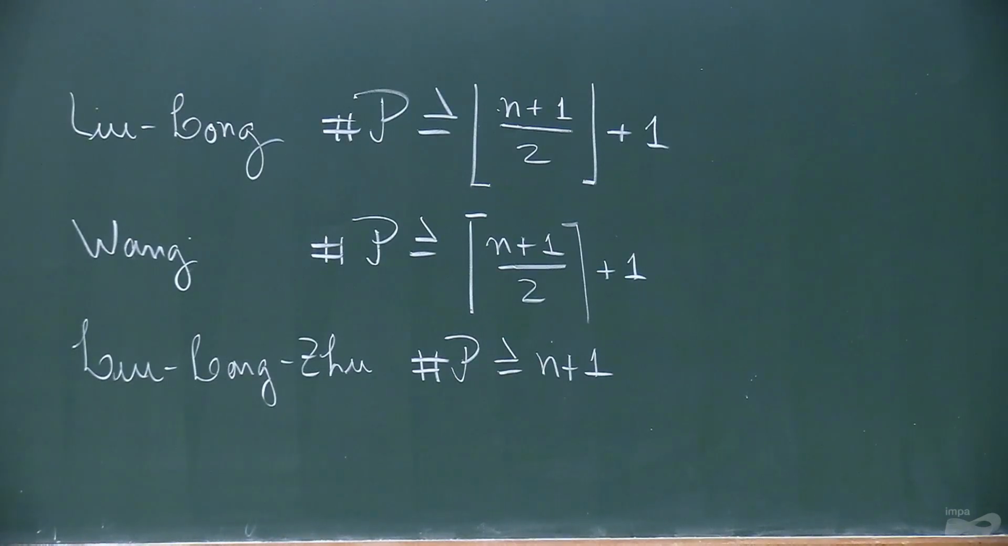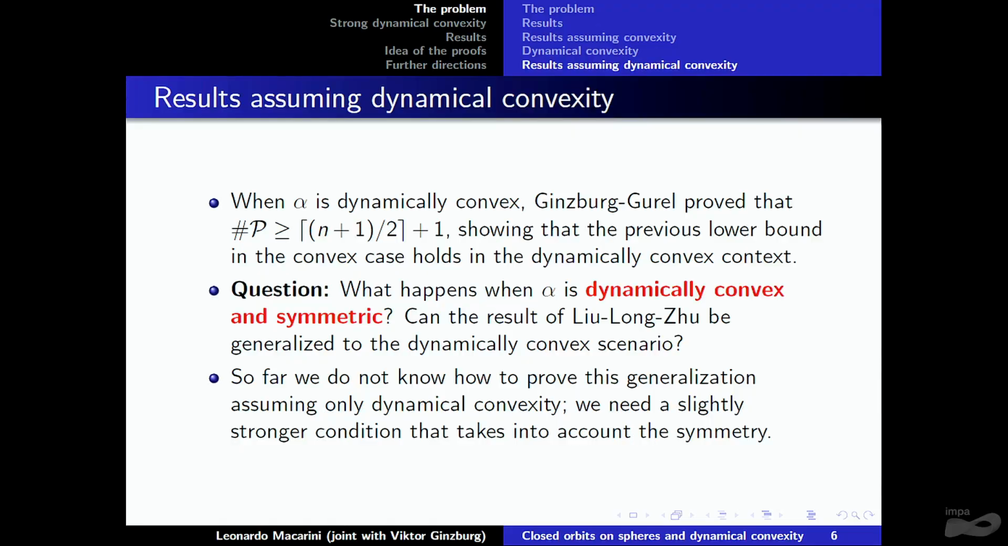And then we started to think about it. And it turns out that we don't know how to prove this generalization assuming only dynamic convexity. We need to assume something stronger than dynamic convexity that takes into account the symmetry. Any question?